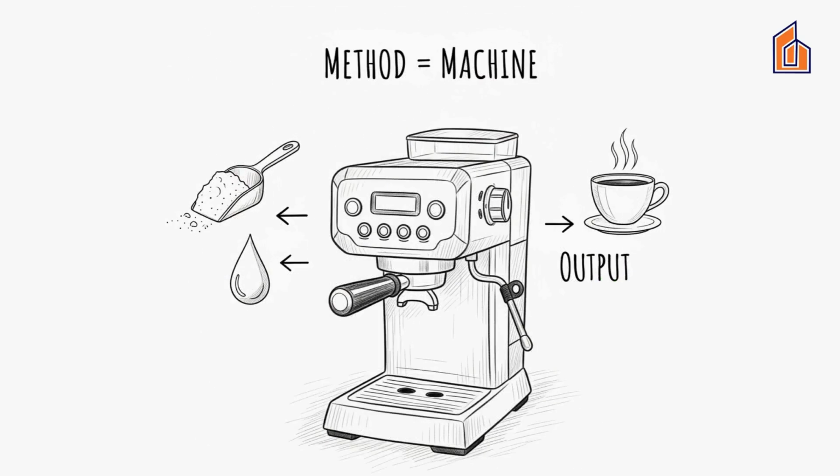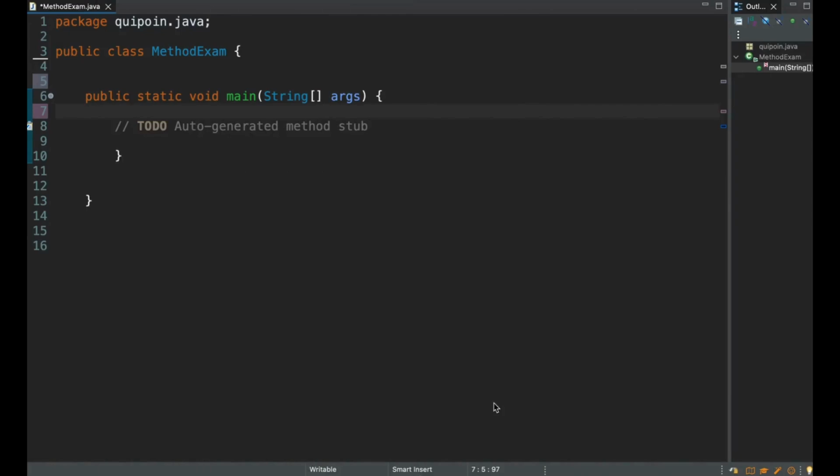In real life, think of a coffee machine. If you put in coffee powder and water, it makes coffee and gives it to you. Now, let's code it to see how a method works and how to declare it. Today, we will cover three things: method declaration, method parameters, and method return values. Now, let's code it to see how it works.